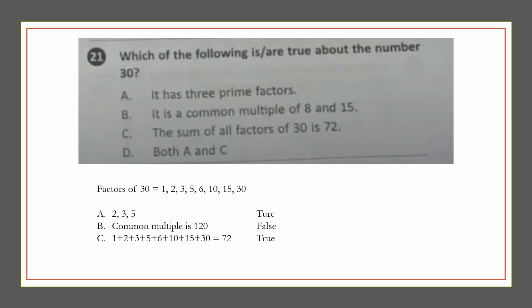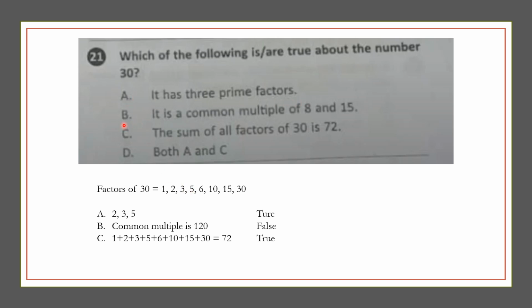Question number 21. Which of the following are true about the number 30? So it has three prime factors. So let's see the factors of 30: 1, 2, 3, 5, 6, 10, 15 and 30. So 2, 3 and 5, these all three are prime numbers. So this first statement is true.